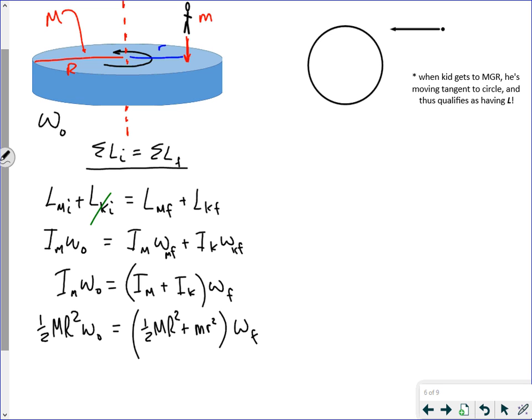Fair enough? Or we could solve for whatever we want to solve for. But typically, that's a very common one. What's the system's angular velocity now? It's got to be less than it was before, because the system's rotational inertia has increased. Okay? Here's a different one.